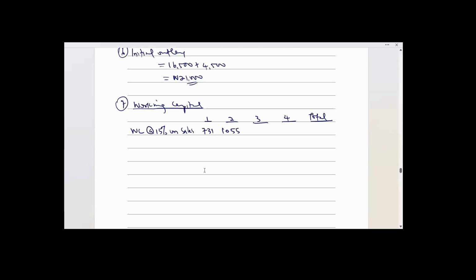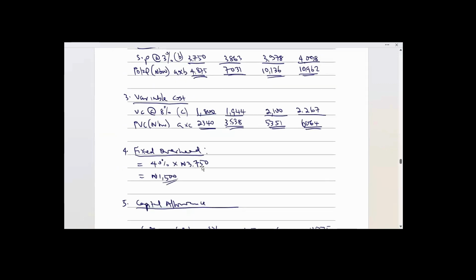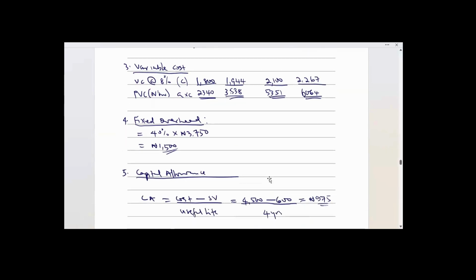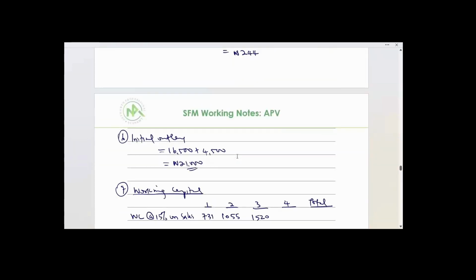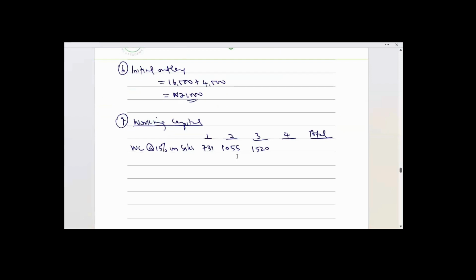Then the third year, 15% of 10136 is 1520. Then the fourth year, 15% of 10962 is 1644. So you can see that the working capital is increasing, from 731 to 1644. So let us find the incremental working capital.